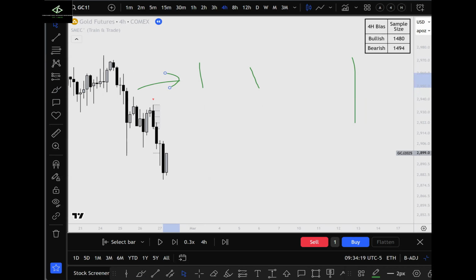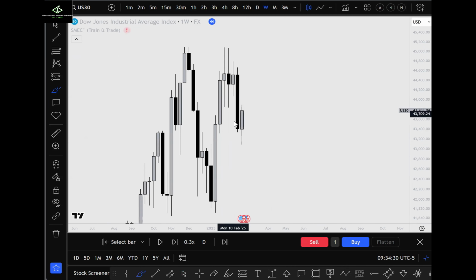US 30 took out weekly low. Yeah. Let's go back to 30. Yeah, exactly. And see, this is the thing. I don't like to look for continuations when the market sweeps a low into a fair value gap, because a run does not mean that this cannot go lower, right? It just means that this might have an impulse move like this.